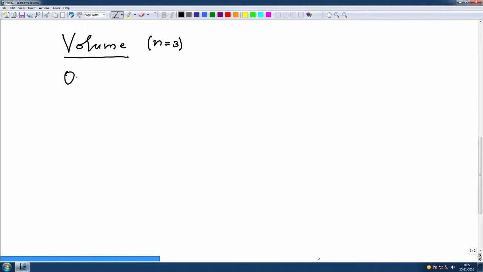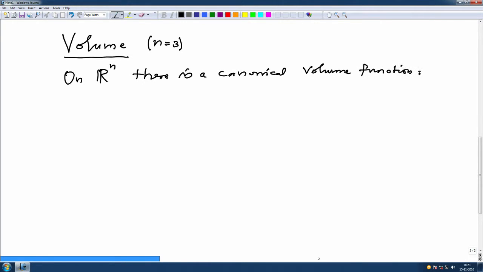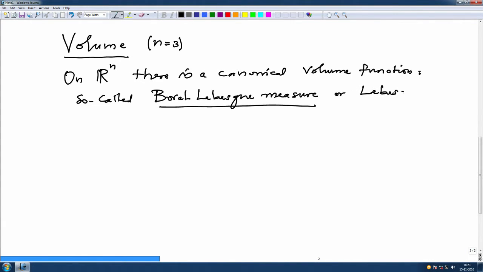So, on R^n there is a canonical volume function. This is usually called the Borel-Lebesgue measure, or even more generally, the Lebesgue measure. So what does it do? The usual notation for that is lambda n. This n is for the dimension n, and this lambda is for Lebesgue. So that is a volume function.